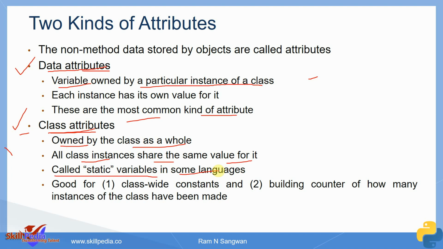is basically something which is common to all objects. If you correlate with our previous example, the employee count was shared by all employees, I mean all objects of that class. Therefore that was a static variable. So class attributes, class variables or static variables are good for class-wide constructs. And second, for building a counter of how many instances of the class have been made, which is what the example was used for in our case, counting how many employees have been created so far.